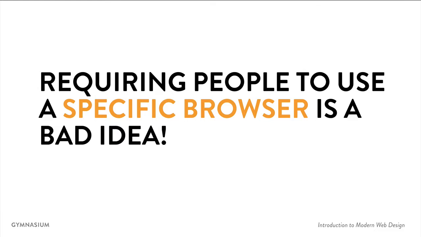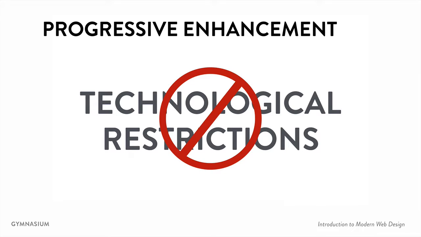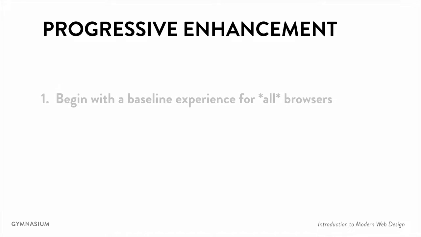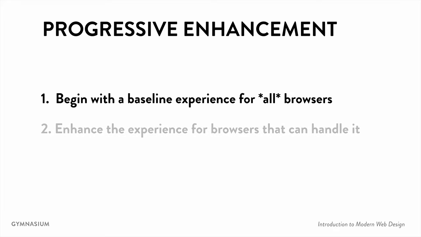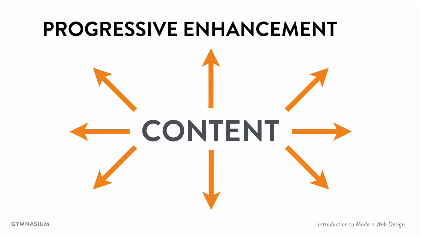Anyway, around about 2003, Steve Champion of the Web Standards Project proposed a new way of approaching web design, and he dubbed it progressive enhancement. The idea behind progressive enhancement is that you're creating a website that doesn't have any technological restrictions. In other words, you are starting with the baseline and enhancing the experience based on the capabilities of the browser. It's about focusing on the content and the core tasks, and then expanding out and adding more enhancements as you have the ability to do so.